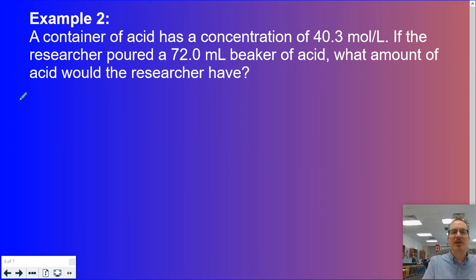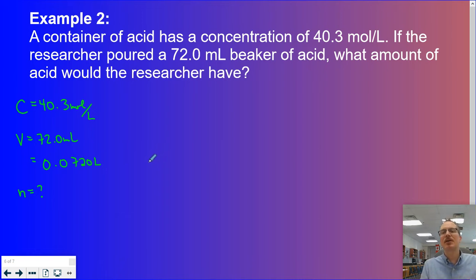So in this question, we have a container of acid with a concentration of 40.3 moles per liter. If the researcher poured 72.0 milliliters into a beaker of acid, what amount of acid would the researcher have? So first thing we've got to do is change this to liters. We are trying to find amount. And reminder, chemical amount always means number of moles in chemistry.